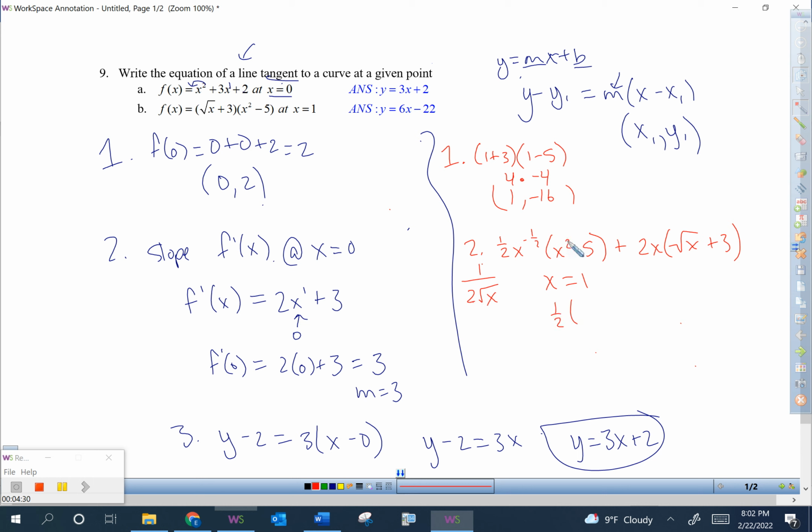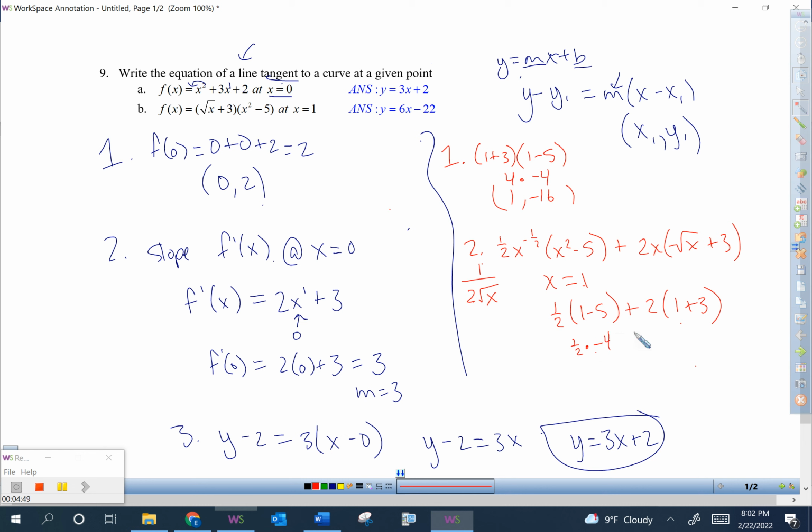Okay, 1 squared is 1 over here. 2x is 2 times 1. Square root of 1 is 1. And then we're just simplifying. So 1 minus 5 is negative 4.